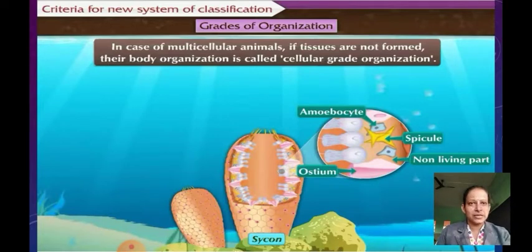Fine. So now let us see, in the case of multicellular animals, what are the different types of organization. Suppose many cells are there, but these cells have not yet formed tissues. Then this type of organization will be called cellular grade organization. Here only cells are there, many, not one, but no tissue formation has taken place. So in this case, it is called cellular grade organization.